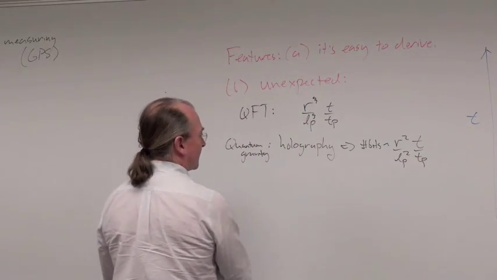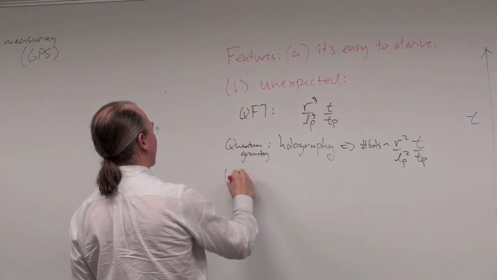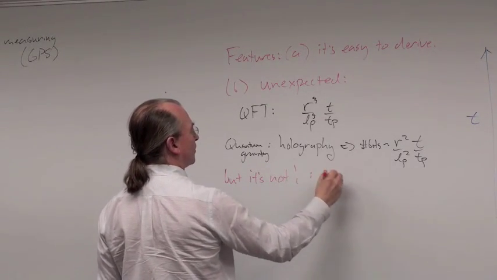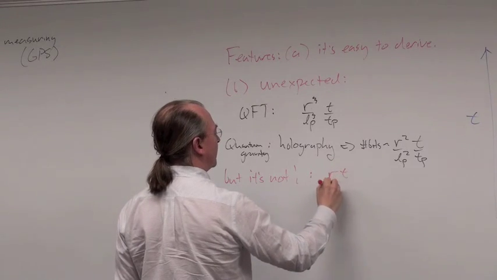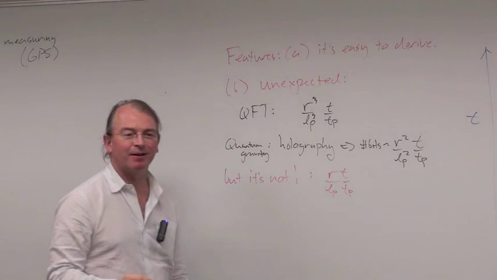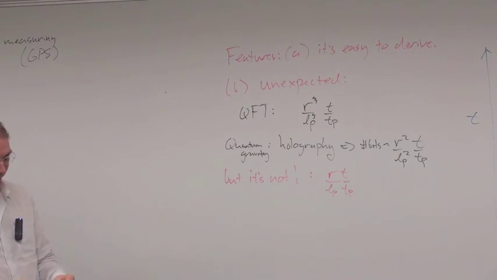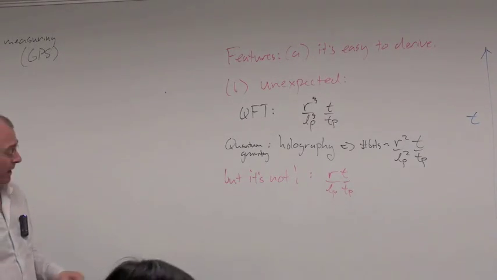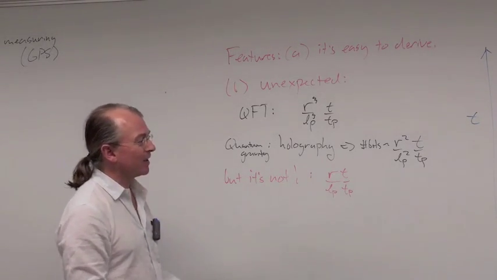But it's not. The actual answer is basically RT over Planck length divided by Planck time, with an extra factor of pi thrown in for good luck. So it's kind of funny. It's not what you would think.